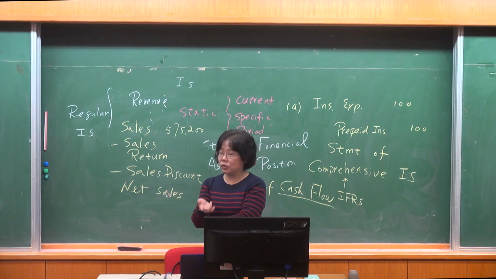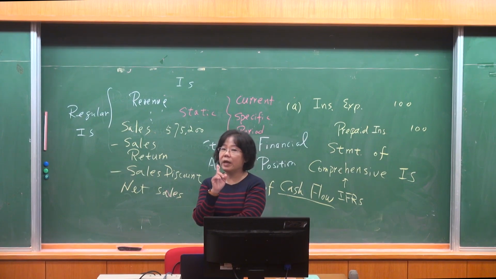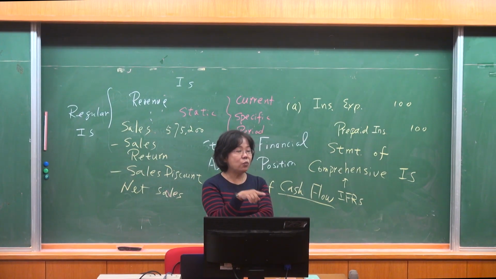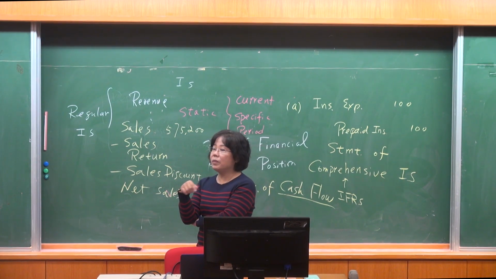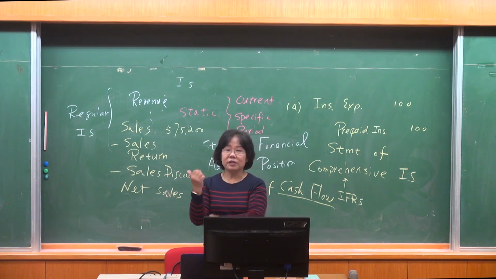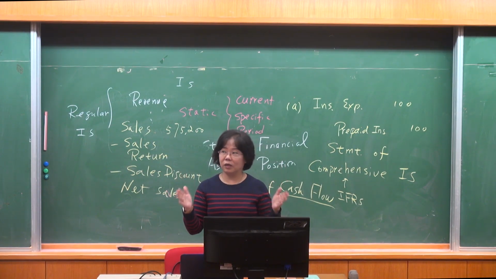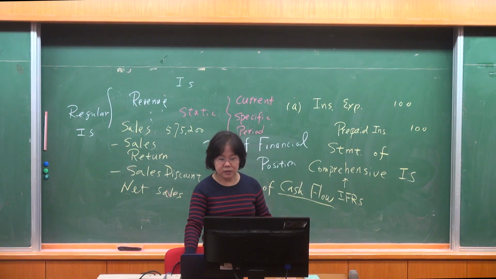Worksheet. What is worksheet? We just mentioned from chapter 3. We have unadjusted TB, we have adjustment, we have adjusted TB, and we make financial statement for income statement and the balance sheet. Actually, that's what a worksheet is. Actually, we have already completed worksheet. Okay, same thing.